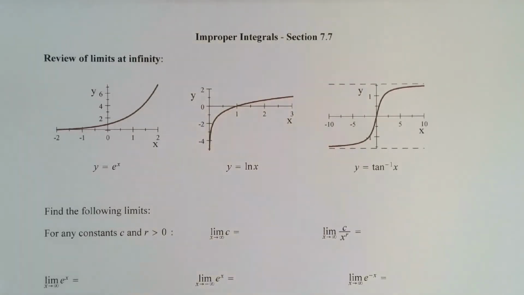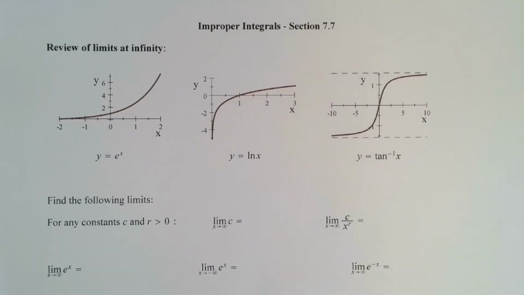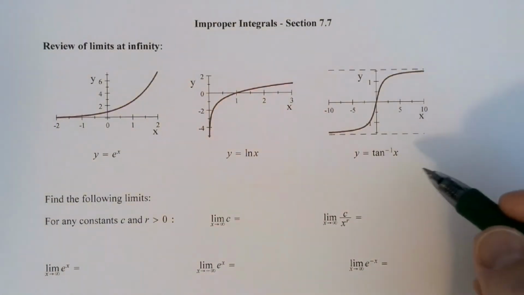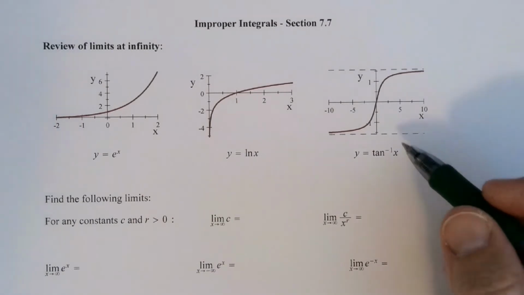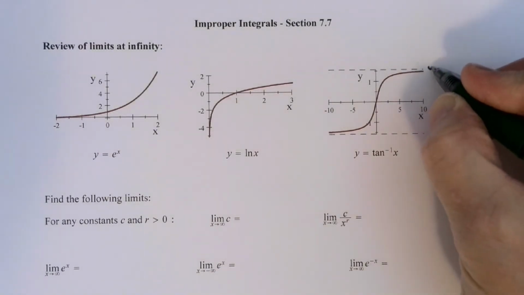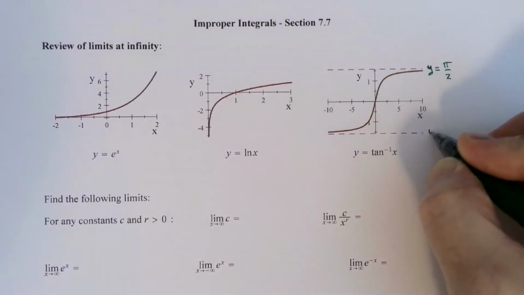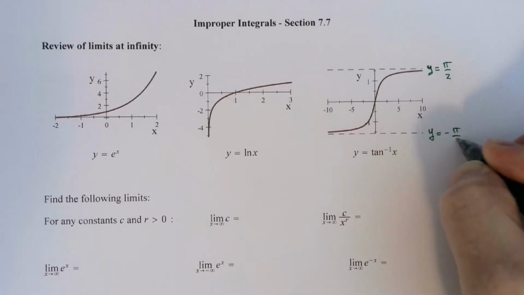And I've given you the graphs of three common functions, just to help you remember what those look like. In particular, don't forget this inverse tangent or arctangent function has horizontal asymptotes, if you remember. This one is y equals pi halves, and this is y equals negative pi halves.